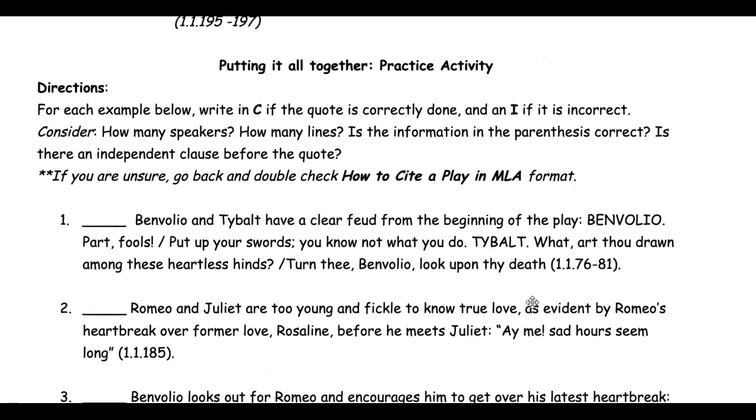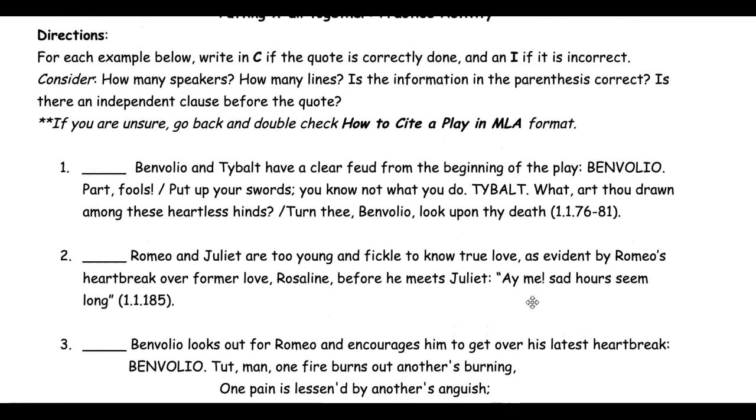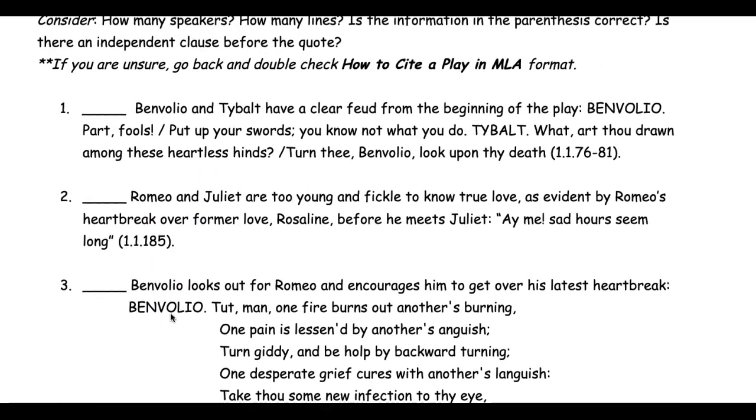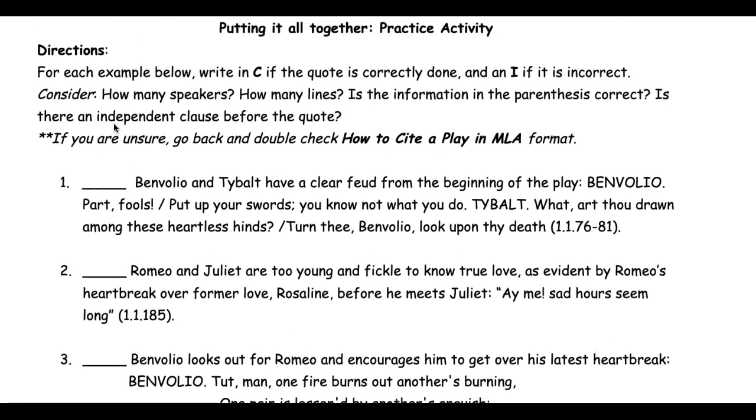So what I want you to do, and this might be a little bit tricky, but just do your best, is look at these 4 examples and write if you think they're correct or incorrect based on all these rules we just went over. So you might need to go back and look at the rules. If you think it's correct, you put a C. If you think it's incorrect, you put an I.